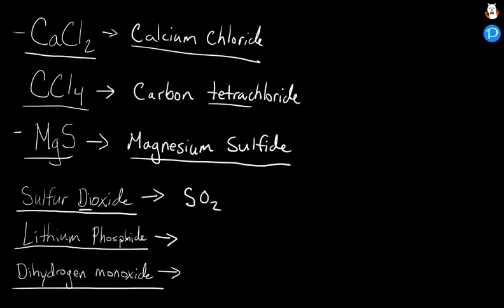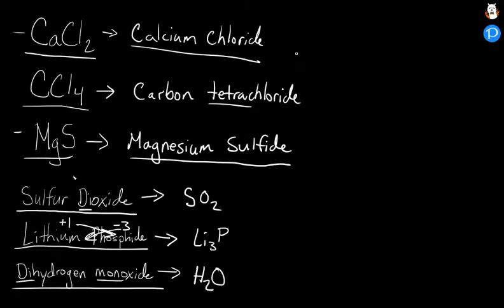Lithium phosphide, this is an ionic compound, so I'm going to use the rules for ionic compounds. And with that, I have to balance charges. So lithium is a +1, phosphide is a -3. So I'm going to need 3 lithiums for every 1 phosphorus. So it's going to be Li3P. And then dihydrogen monoxide, I've got those Greek prefixes in there, so I know that this is covalent. So it's going to be 2 hydrogens and 1 oxygen, so H2O.